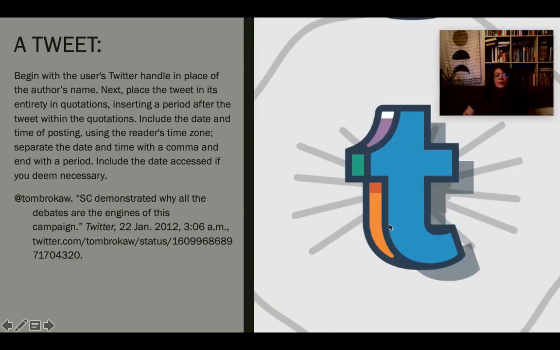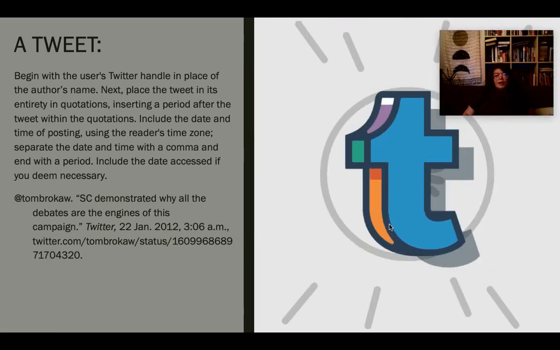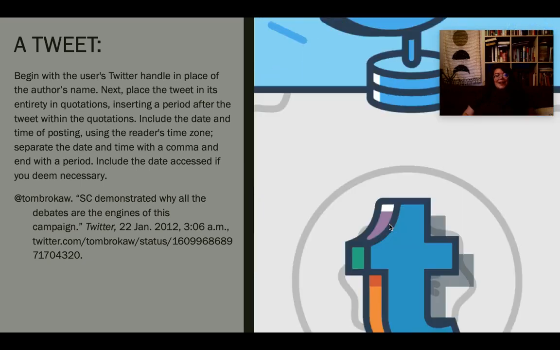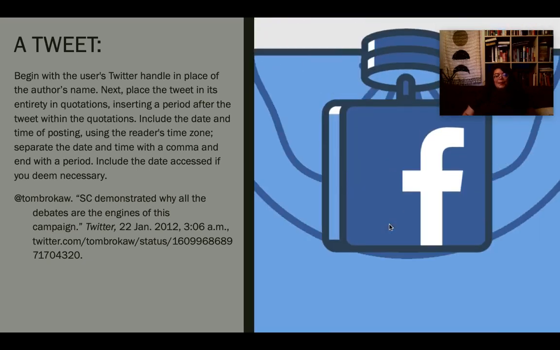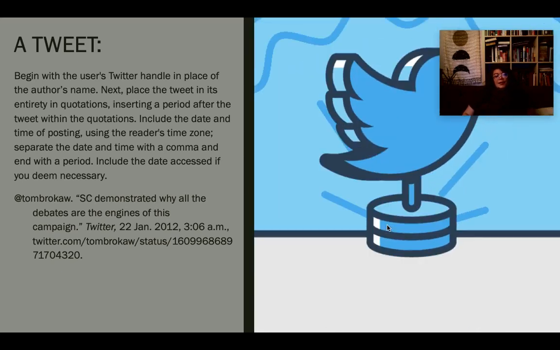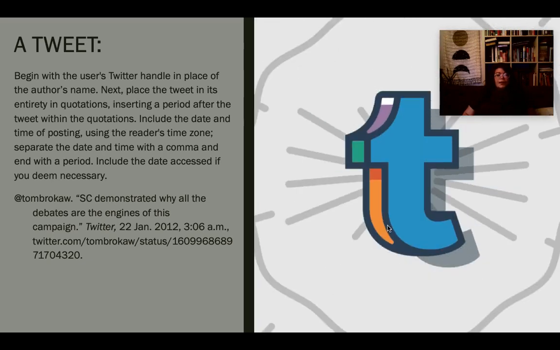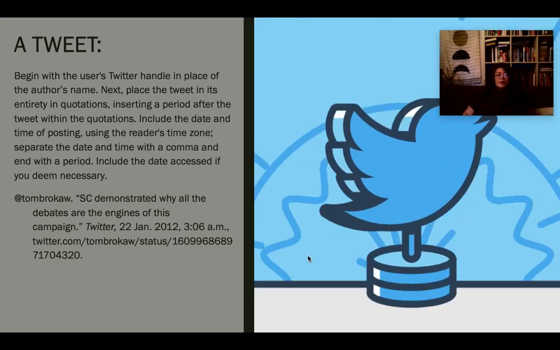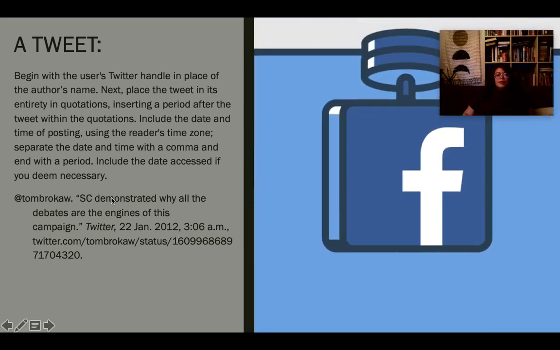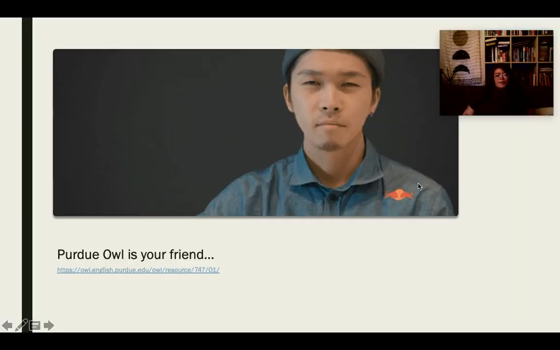And then lastly, a tweet, right? Because believe it or not, tweets are becoming more and more relevant, especially in our current politics today, right? So you might need to know how to cite a tweet. And so I've also included an example of how we would cite a tweet, as well as some instructions on that.